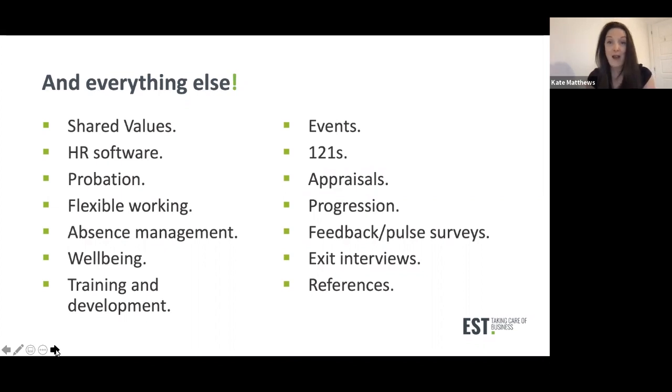And then finally, references. I just wanted to mention that if you have an employee that leaves your business and you receive a reference request, make sure that you don't just provide it, because of data protection. You need to make sure that whoever is requesting it provides you with the signed consent so that you can be confident you're giving a reference and that the employee is aware and has requested that.